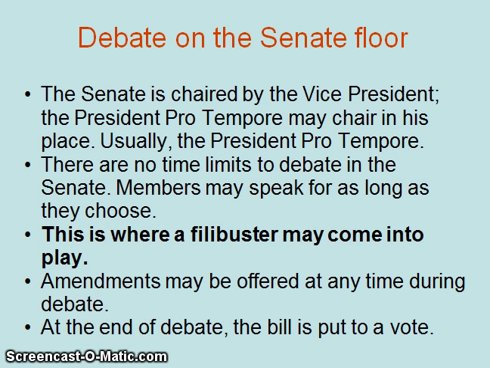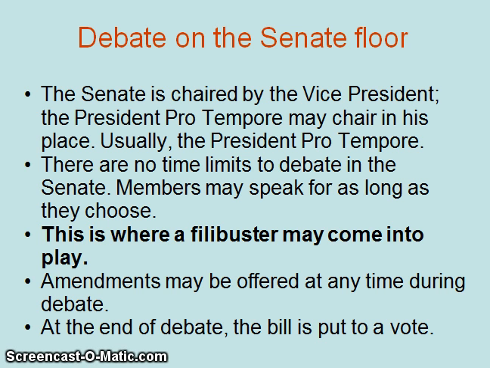This is where the Senate has the opportunity to use a filibuster. A filibuster is simply where a senator speaks until there's no longer a quorum, or enough senators present to conduct official business in the Senate. Amendments can be added at any time, and once all of the debate is over, the bill is put to a vote.